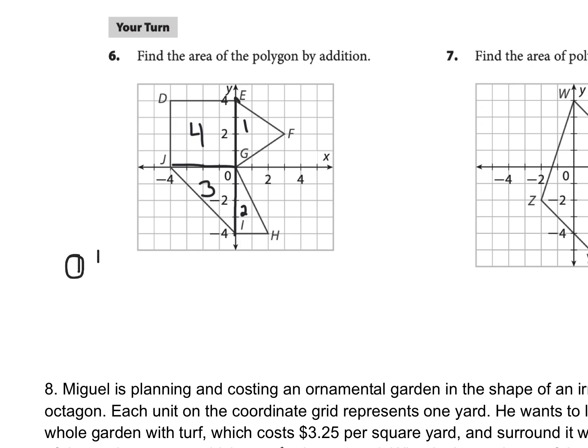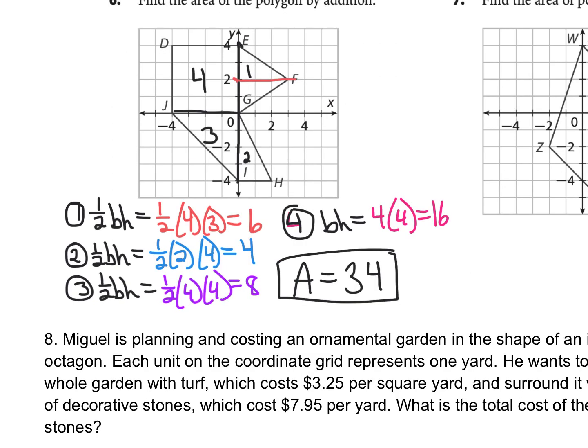So 1 is a triangle, so base times height, but I need you to understand the height is right here. So the base is 1, 2, 3, 4, and the height is 1, 2, 3. Gives me 6. All right, so pause it and do the rest of those figures. Okay, so there I have all of them with an area of 34. So pause this and check your answers and see how well you did on that.